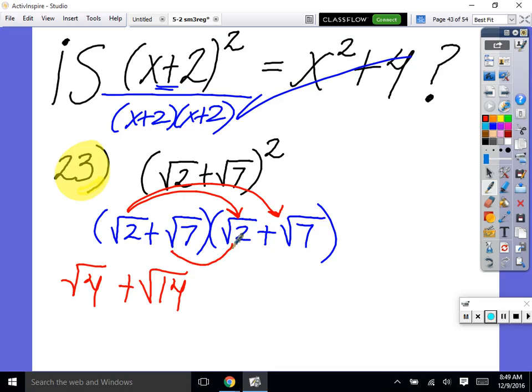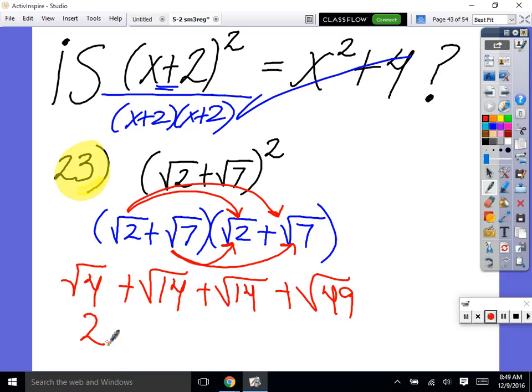Then square root of 7 times square root of 2 is positive square root of 14, correct? Positive square root of 7 times positive square root of 7 is positive square root of 49. You say to yourself, does anything simplify? Square root of 4 is 2. Then we're going to have plus 2 square roots of 14, because those are like terms. And then plus the square root of 49 is 7. So we'll combine like terms. 7 plus 2 is 9. So our final answer is 9 plus 2 square roots of 14.